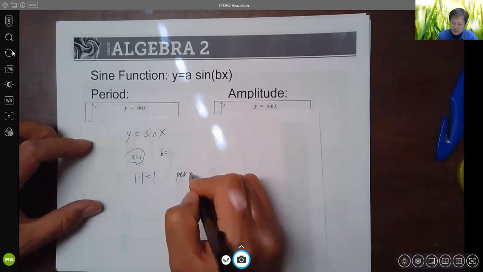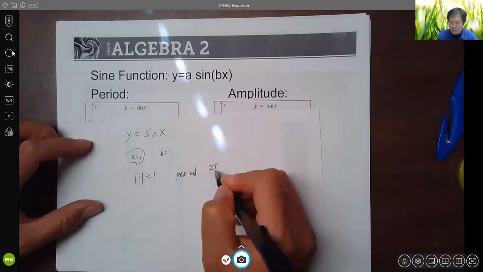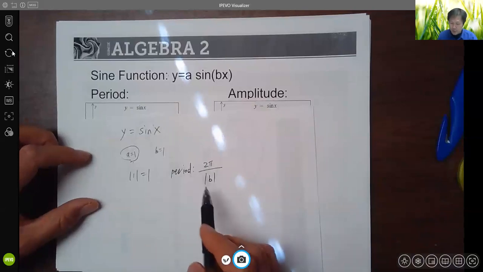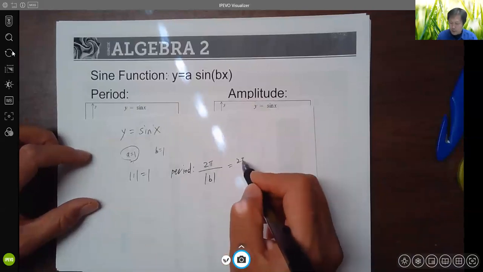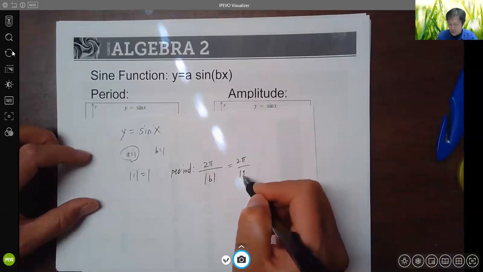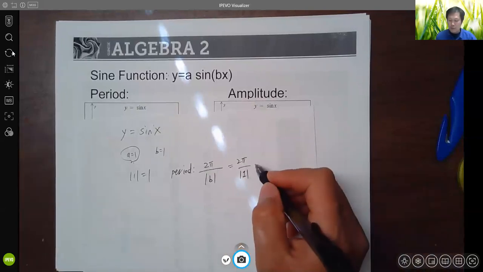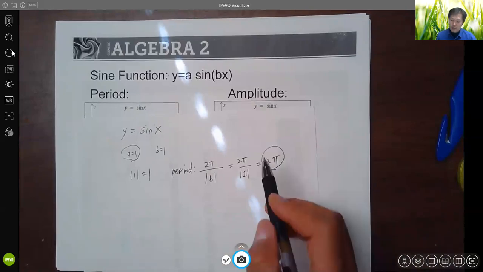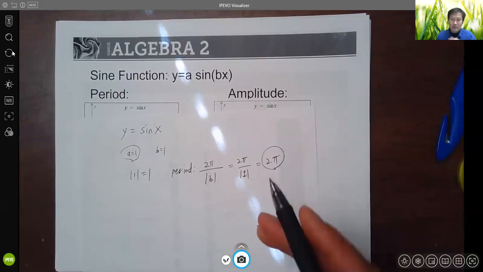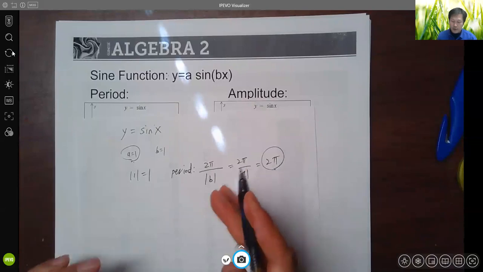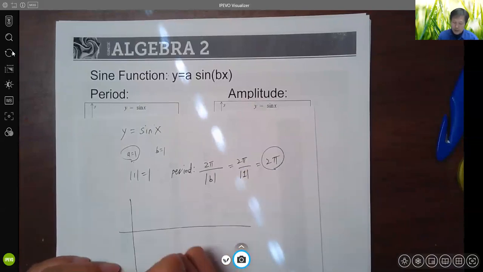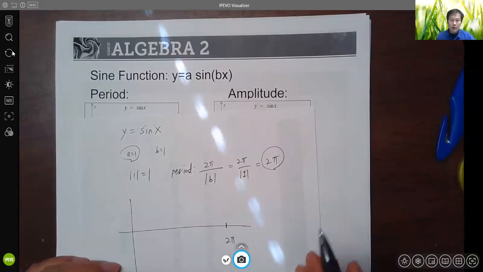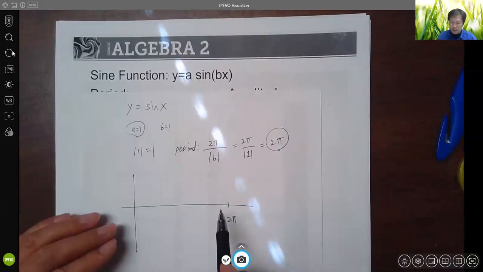For the period, you use the formula 2 pi over the absolute value of b. And the b value was 1. So you plug in 1, so it's 2 pi over the absolute value of 1. Divided by 1 doesn't do much. So that's 2 pi. Once you have 2 pi, that's the period. So you have to be careful. The period is 2 pi, and you have to finish the graph of one cycle within 2 pi.